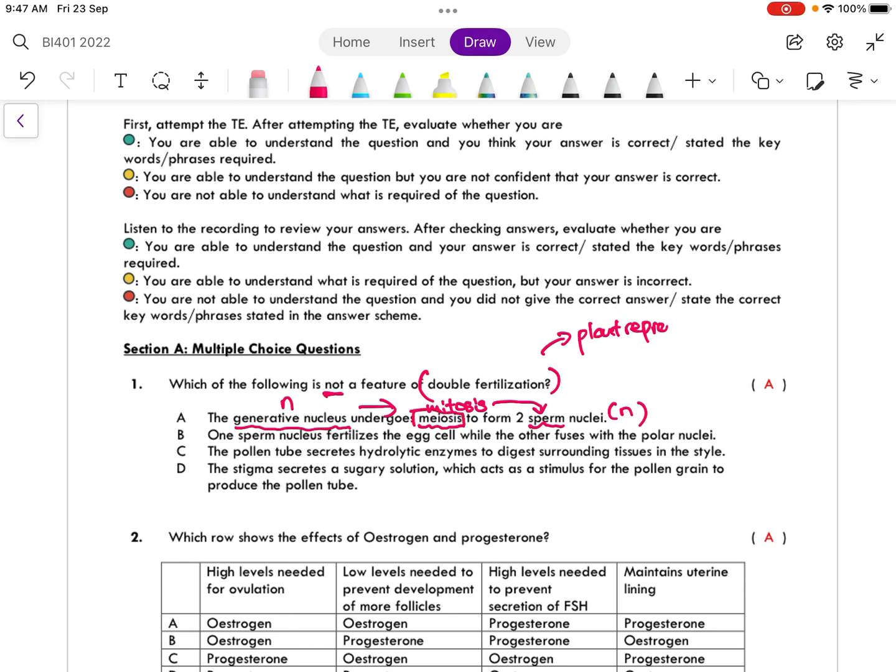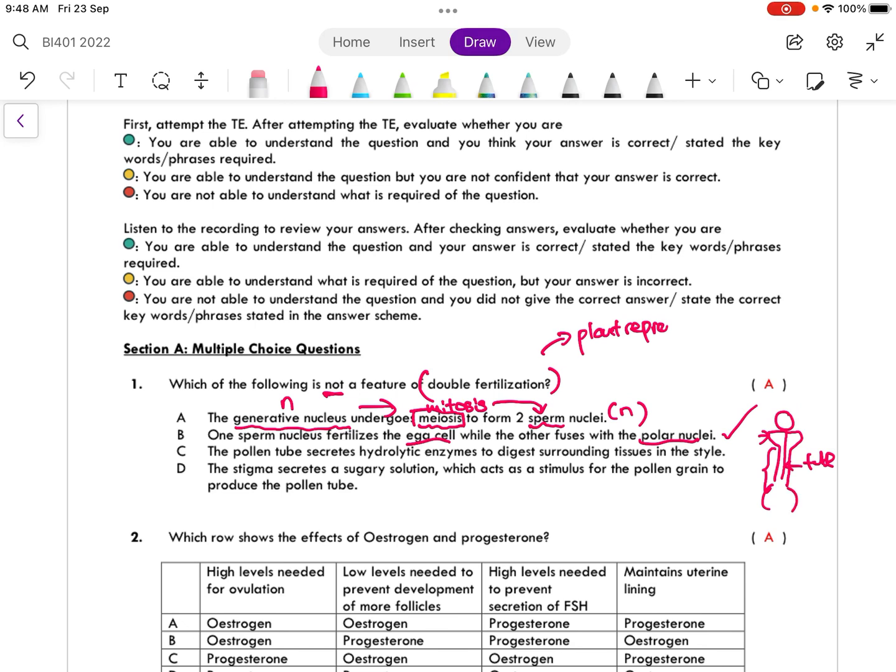It's actually mitosis. B. One sperm nucleus fertilizes the egg cell while the other fuses with the polar nuclei. This is a correct statement, hence the word double fertilization, because two things are being fertilized, egg cell and polar nuclei. C. Pollen tube secretes hydrolytic enzymes to digest surrounding tissues in a style. Where's the style? This is the stigma, and the pollen grain lands here, and the pollen tube grows out. The style, this being the pollen tube, the style is this long connective part that connects to the stigma, that eventually connects to the ovary.